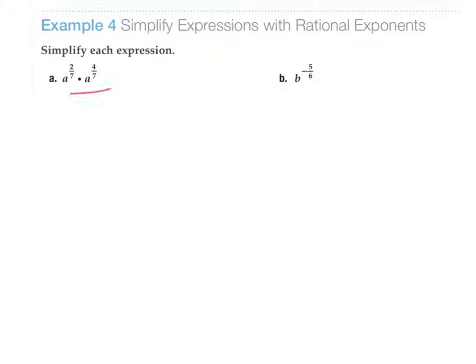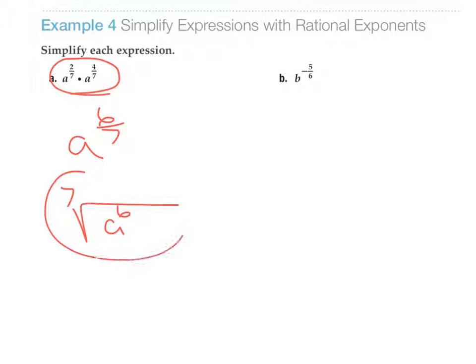In this problem, we want to simplify this expression. There are several ways we can do it, but because we have the same denominators, I'm going to combine the fractions, and I'll get 6/7. To simplify, we want it in radical form. So now I'm going to make my radical, it's the 7th root of a to the 6th power, and this would be our answer.